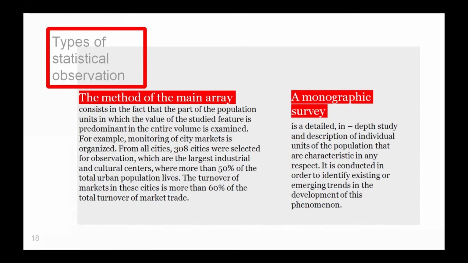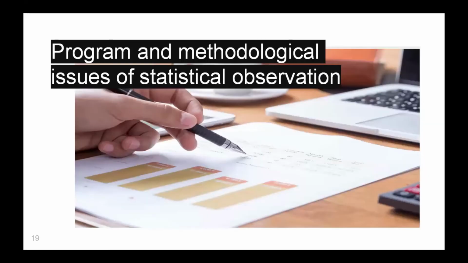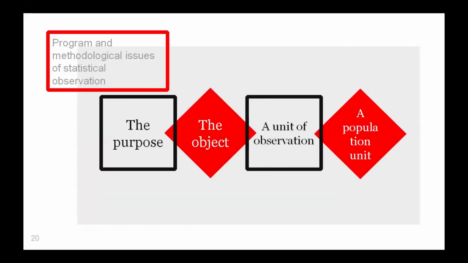A monographic survey is a detailed examination of individual units of the population that are characteristic in any respect. Program and methodological issues of statistical observation. The object, the subjects, the population unit, the unit of observation.